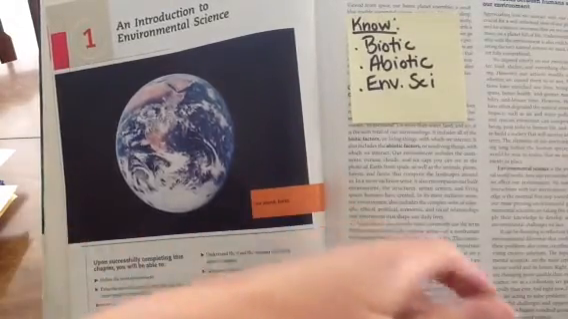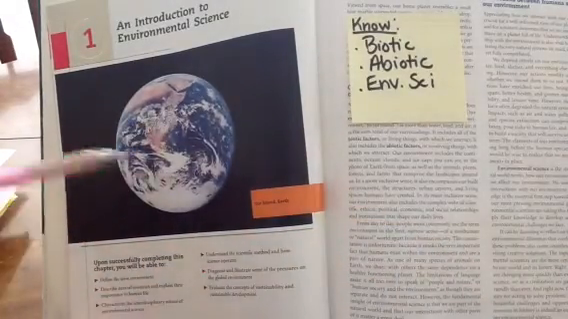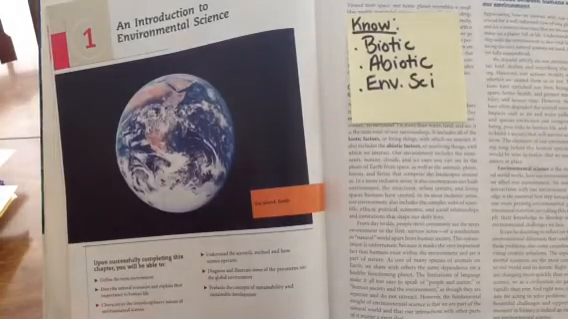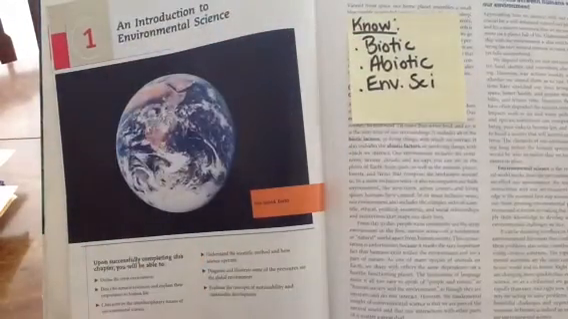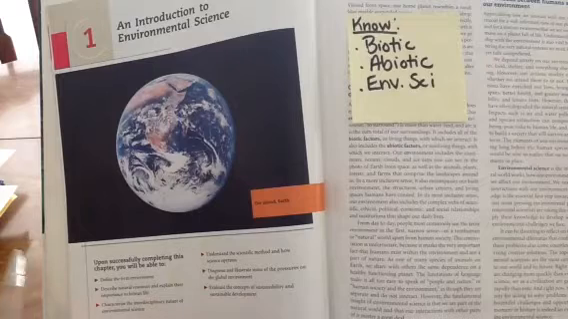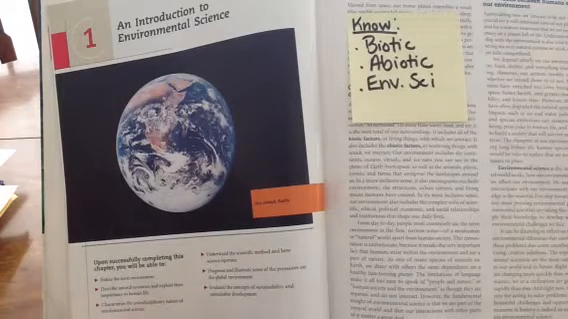Okay, so Chapter 1 starts with an introduction to environmental science. On page 3, make sure you know those terms, biotic, abiotic, and what environmental science means, which is different than environmental studies. Environmental science involves experiments, lab work, inquiry, and using that science to understand global issues and global change.